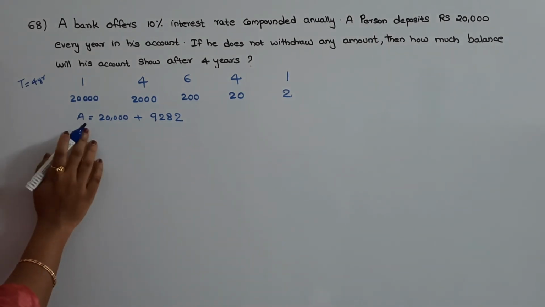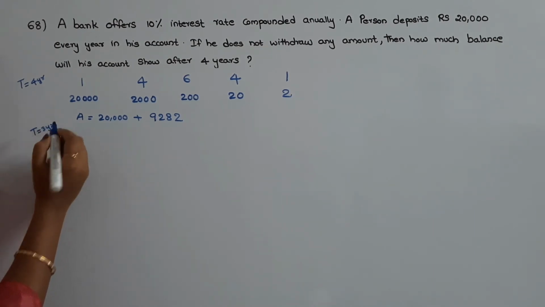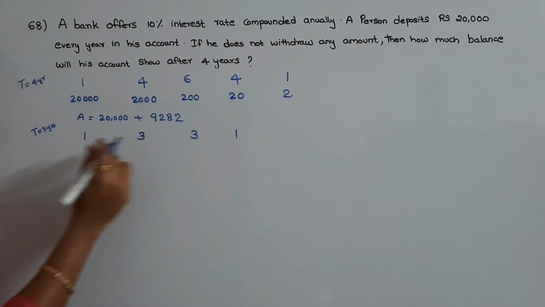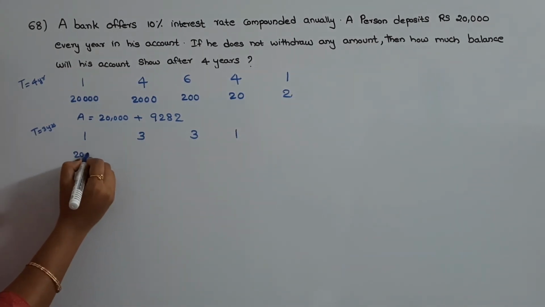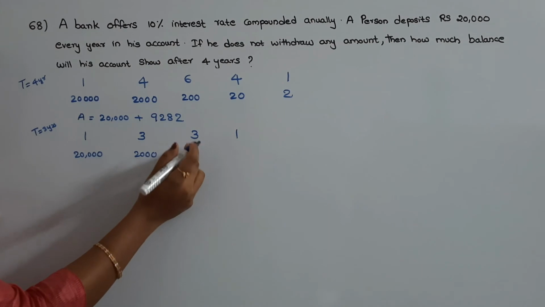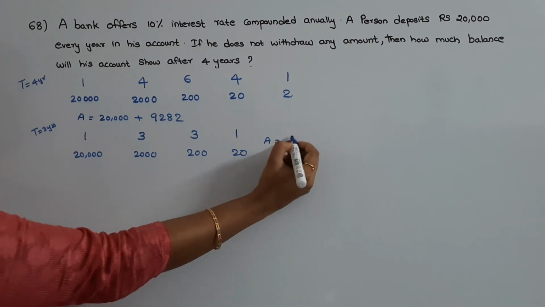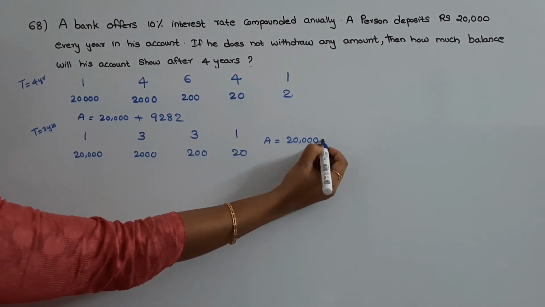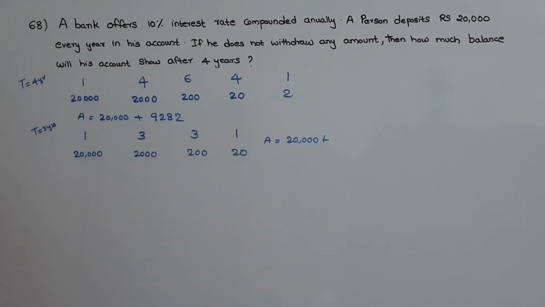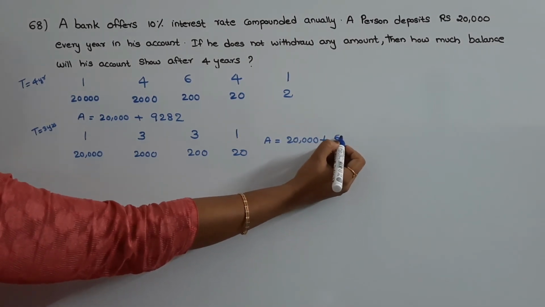Now let us find out the amount when the time period is 3 years. So when the time period is 3 years, what will be the amount? Right? 1, 3, 3, 1. So below this one, the principal, that is 20,000. So here it will be 20,000 into 10 by 100, that is 2,000. So below this 200, then below this 20. So what will be the amount? Amount will be equal to 20,000 plus 3 into 2,000 plus 3 into 200 plus 1 into 20. That will be equal to 6,620.